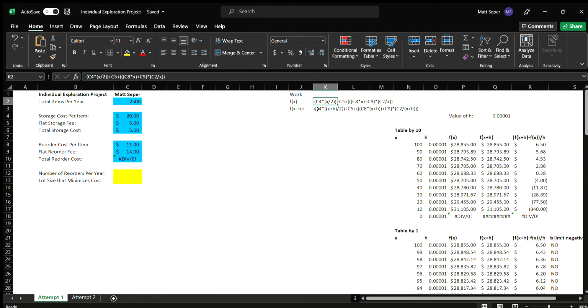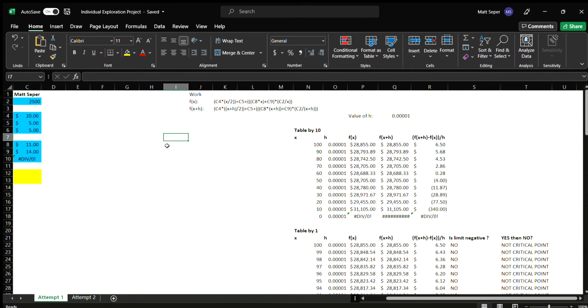And then I created an f of x plus h function because my first thought process was to find a critical point. Because I was minimizing, I thought I had to find a minimum, so I needed to find where the derivative equals 0. Because I couldn't find any specific derivative command in Excel, I thought about taking the derivative as a limit, so I created my first table, a mini table, to see if it would work.